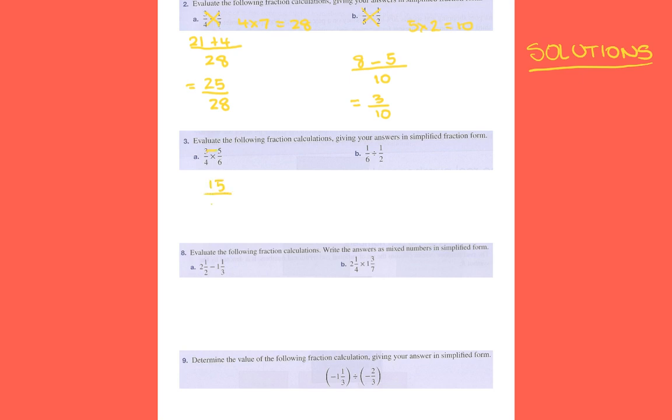Okay, multiplying, we just multiply straight across. 3 times 5 is 15. 4 times 6 is 24. When we're dividing, we change the sign, turn the second fraction upside down.